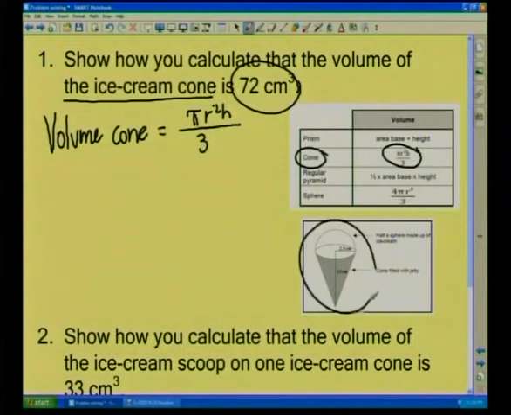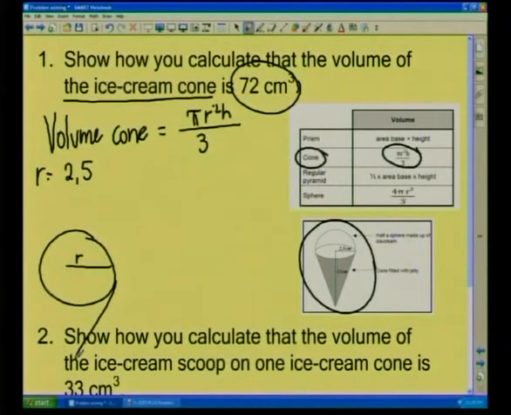Looking at our diagram, we can see that r is equal to 2.5 because that would be from the outside of our cone. So here's the top of my cone, this is the r, and then the height of my cone, which is the 11 centimeters here. So I'm just going to substitute these in. Pi is 3.14 times 2.5 squared times 11 all over 3.